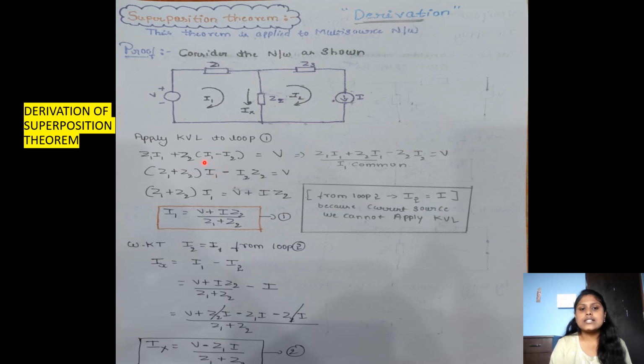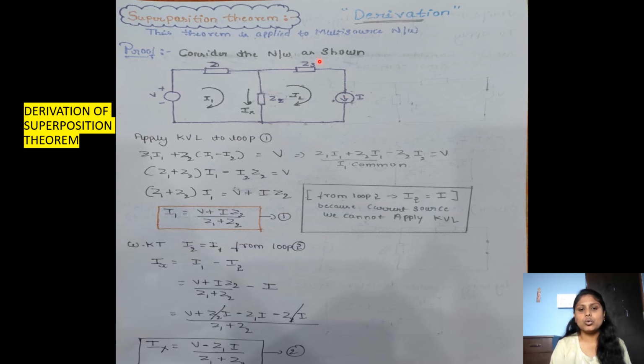Here I1 is common in this equation, so I have taken out I1. After simplifying this equation, we will get I1 is equal to (V plus I Z2) by (Z1 plus Z2). So after applying KVL of loop 1, we get the equation like this.